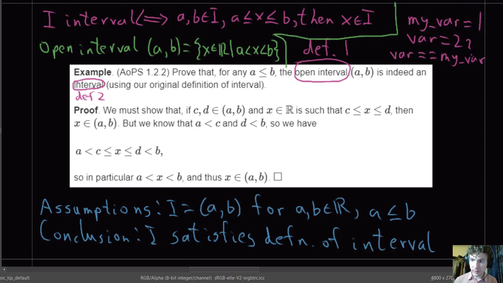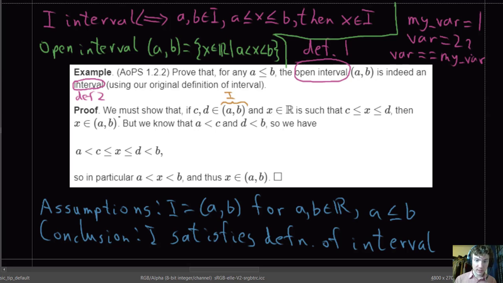Okay, so let's read the proof. We must show that if c and d are in the interval ab, this is what I've been calling I for shorthand, though that variable isn't used in the proof, but just to compare to what I've written down here. So if c and d belong to the interval, and x is between c and d, then x is in a and b.